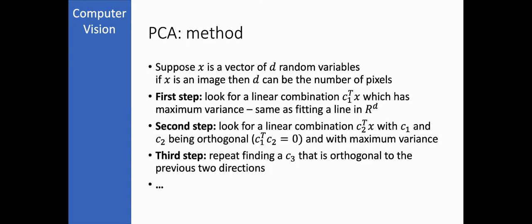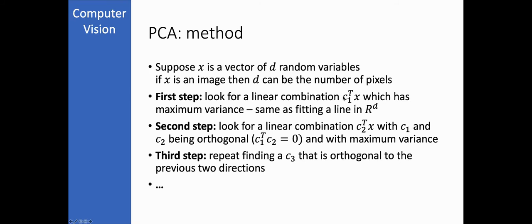So the method can be described as follows. Suppose X is a vector of D random variables. We can imagine that if X is an image, then D can be the number of pixels. The first step is you look for a linear combination of X, so a vector C1 that has the same dimension as X, such that if I project X onto C1, the result will have the maximum variance. So I want the C1 where the data samples have the largest dispersion.